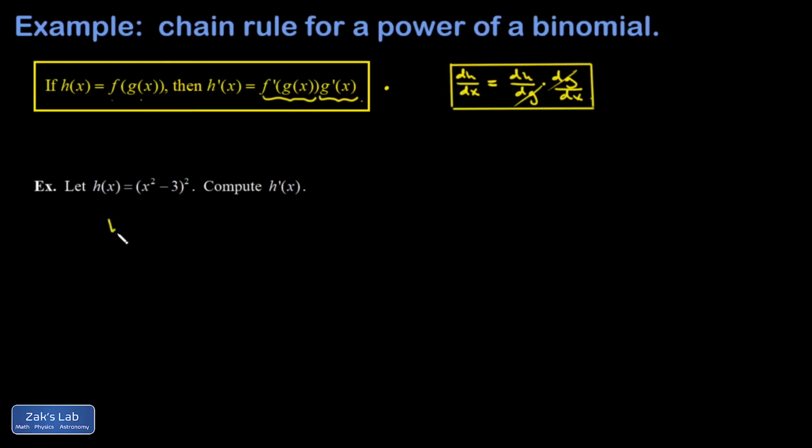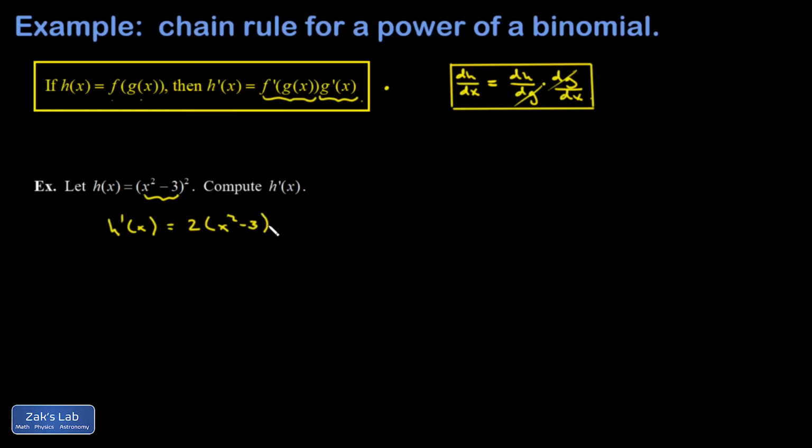So when I take h prime of x, I differentiate with respect to this interior function. In other words, I treat that like it's a single variable. So I just have a variable squared. And when I differentiate that, I just get twice that variable.